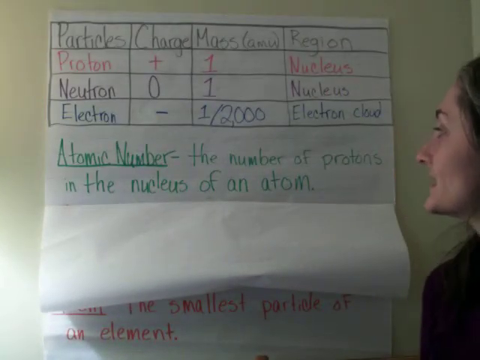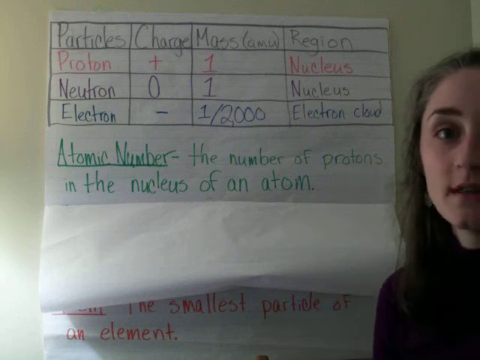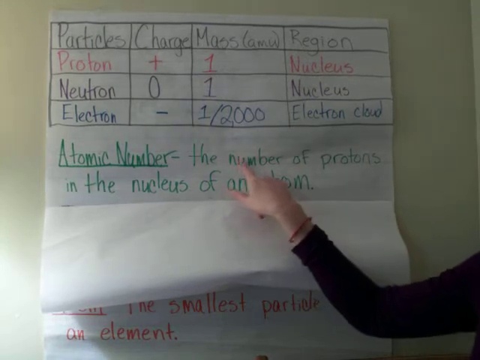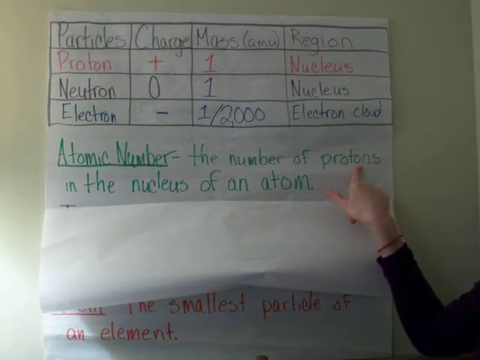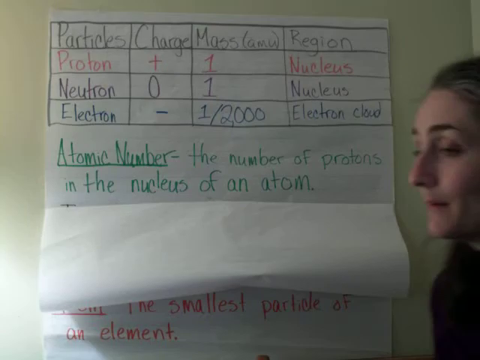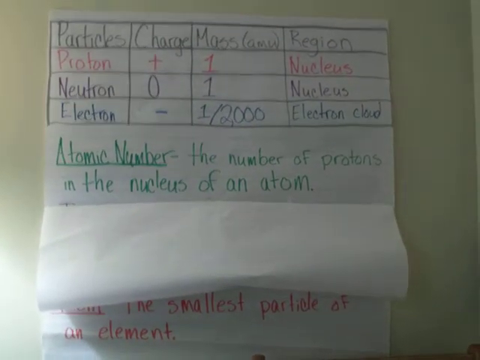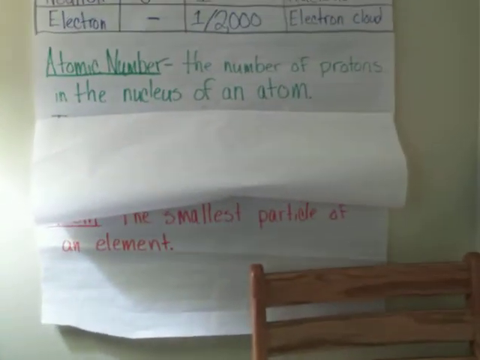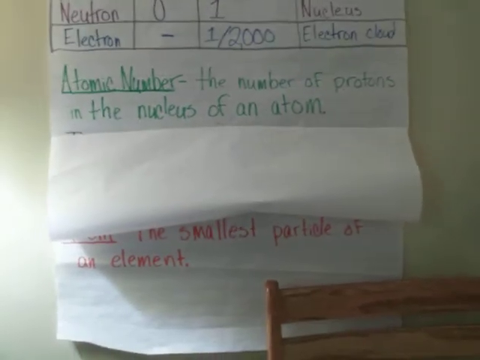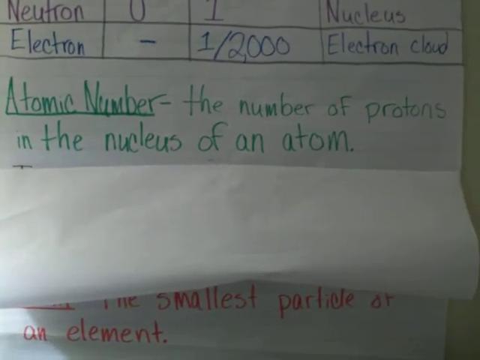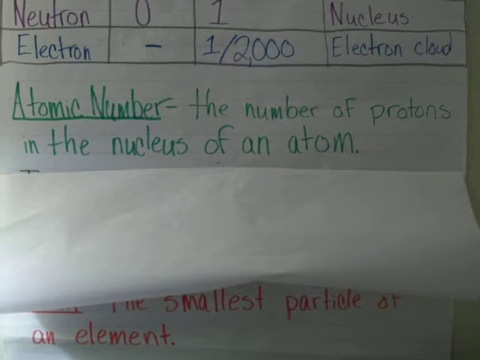What we have right here is something that we call the atomic number. And this relates because the atomic number is what tells us the number of protons that are found in the nucleus of an atom. And that's very important because we know that the number of protons tells us what element we're looking at. So the atomic number is super important because it decides the element that an atom is. So let's zoom in on that. The number of protons in the nucleus of an atom is the atomic number.